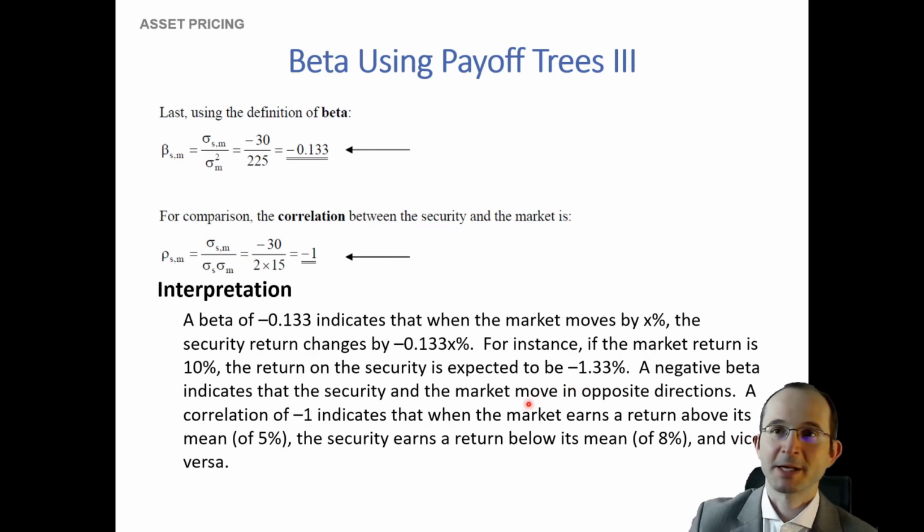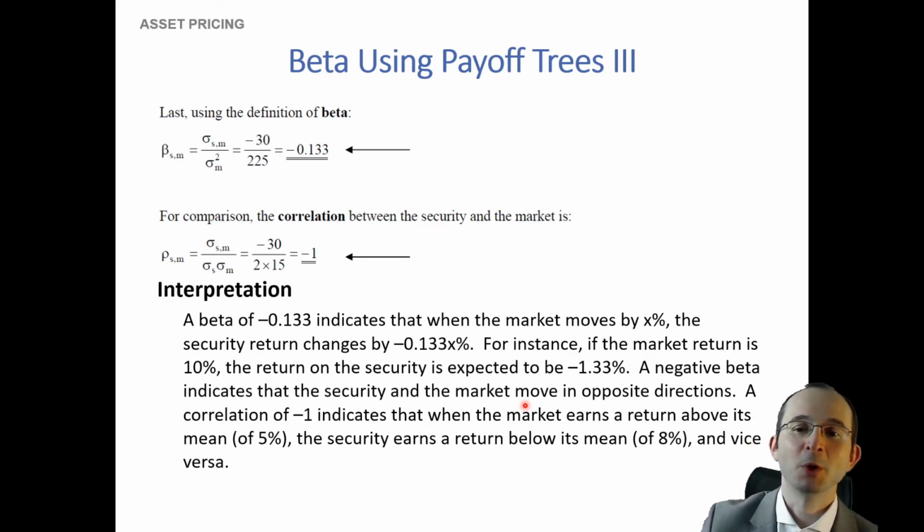In other words, this asset will actually move in the opposite direction from the market, and the fact that it has a correlation of -1 means that whenever the market earns an above average return, this asset earns a below average return, and vice versa.